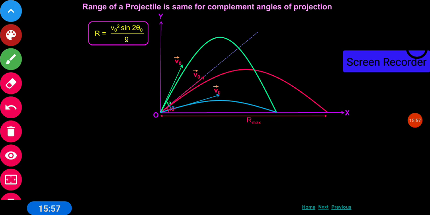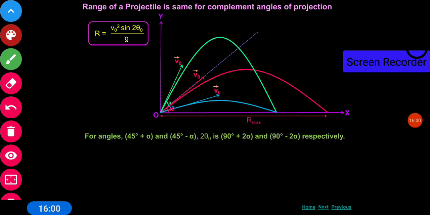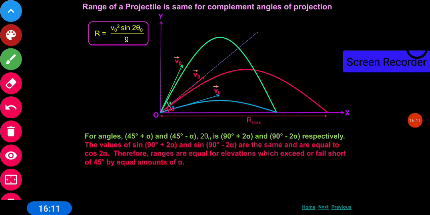Let us see mathematically. For angles 45 degrees plus α and 45 degrees minus α, 2θ is 90 plus 2α and 90 minus 2α separately. So the values of sin(90 + 2α) and sin(90 − 2α) are the same and are equal to cos 2α. Therefore, the ranges are equal for elevations which exceed or fall short of 45 degrees by an equal amount α. So we can say the range of the projectile is the same for complementary angles of projection.